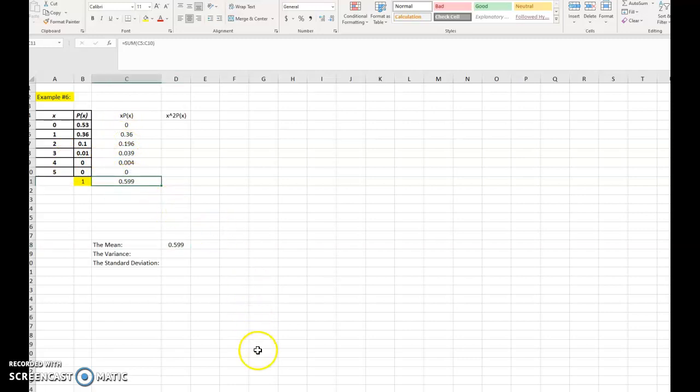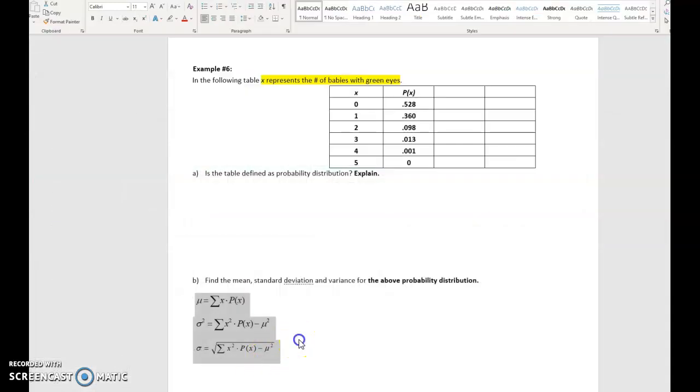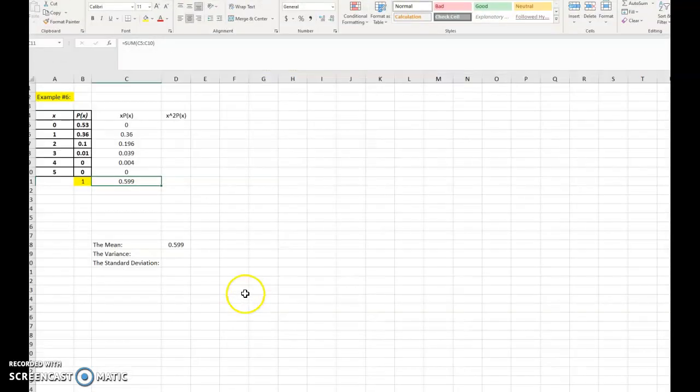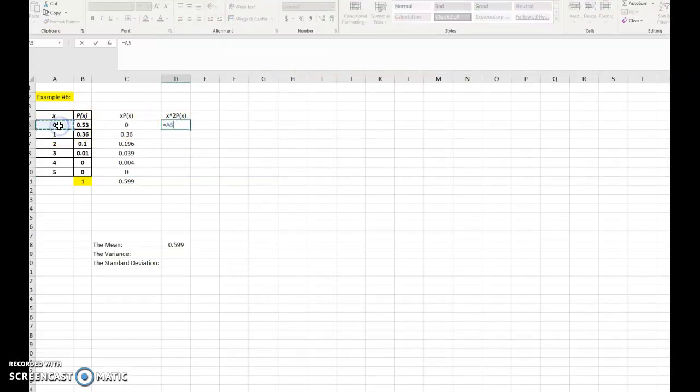Next order of business, we have to do the calculation for the variance, and the variance and the standard deviation has the x squared times the p of x minus the mean squared. So what we're going to do here is hit equals and multiply your x's, square them, and then multiply times the values of p of x. And let me just double check that there is a square. In this case, the multiplication looks good. Make sure you drag it and then obtain the sum.